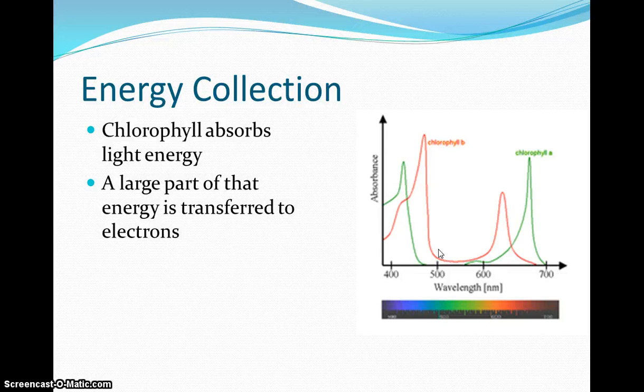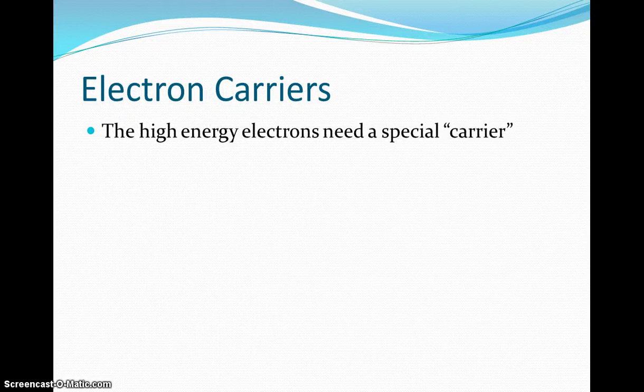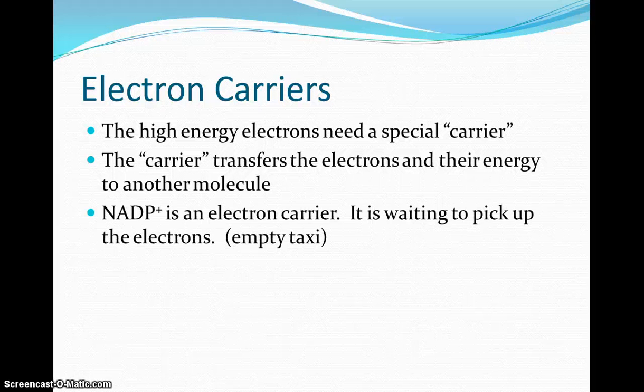A large part of the energy is transferred to electrons. The light energy produces a steady supply of high-energy electrons to make photosynthesis work. Electron carriers. Okay, these high-energy electrons need a special carrier. The carrier transfers the electrons and their energy to another molecule.